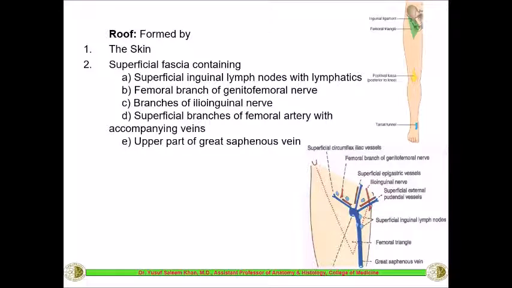As you have already studied, there are medial and lateral, vertical as well as the oblique group of lymph nodes which are superficial. Then deep to that there is also a deep inguinal group of lymph nodes. So what you see in the superficial fascia will be the superficial group of lymph nodes. You can see here in the picture the superficial inguinal group of lymph nodes. Along with that there is also the femoral branch of the genitofemoral nerve. So if you see here, this is the femoral branch of the genitofemoral nerve.